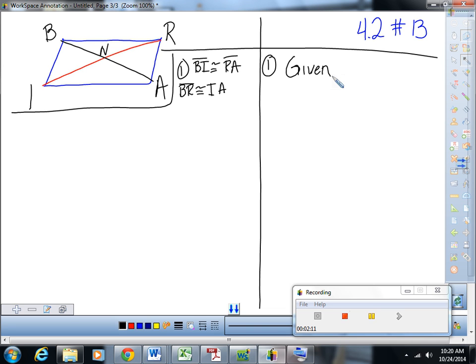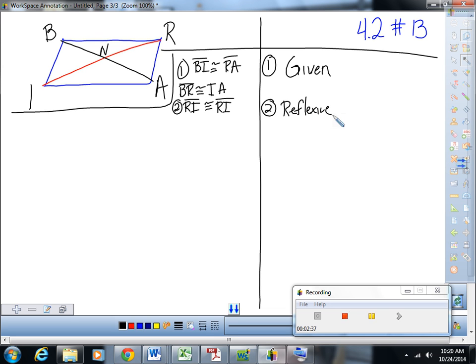Alright, hang on, here we go. So let's say that RI is congruent to RI, and that's reflexive.